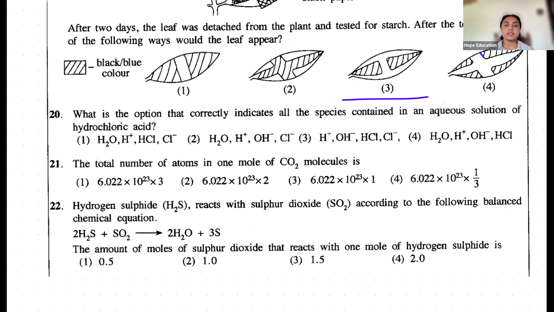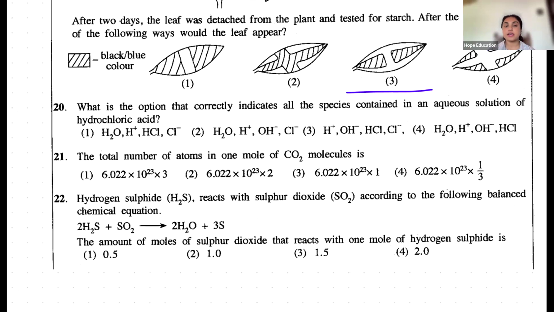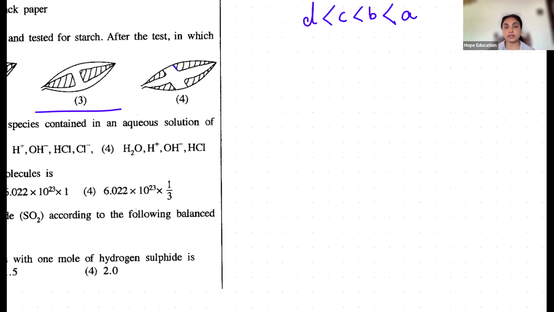Okay. What is the option that correctly indicates all the species contained in an aqueous solution of hydrochloric acid? Hydrochloric acid, you know, is a strong acid.